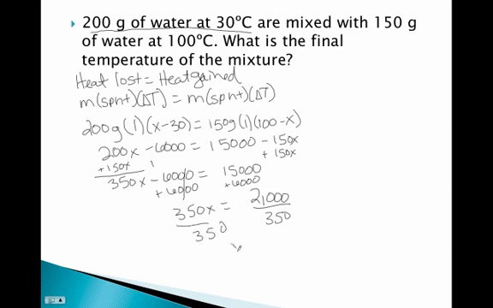So our final answer then is going to give you 60 degrees Celsius. So if we combine these two things together, we should get something really close to 60 degrees Celsius. Hope this helps.